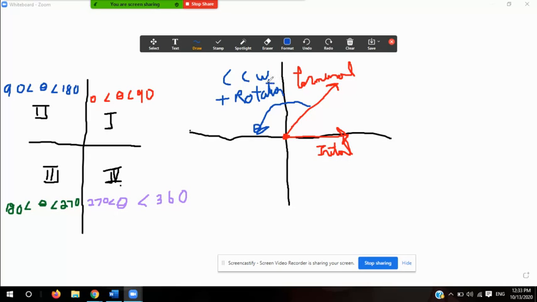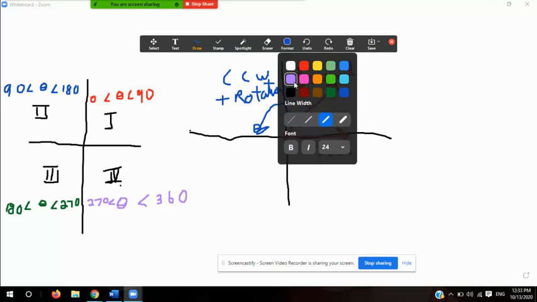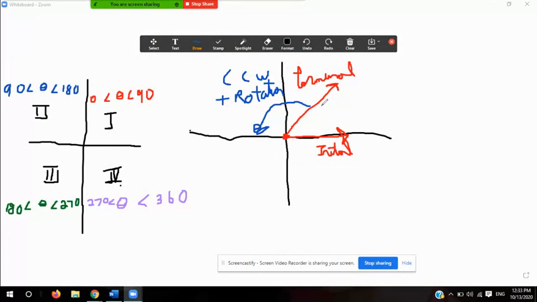And if we go clockwise, or CW, we have a negative rotation. Okay, so negative rotation.